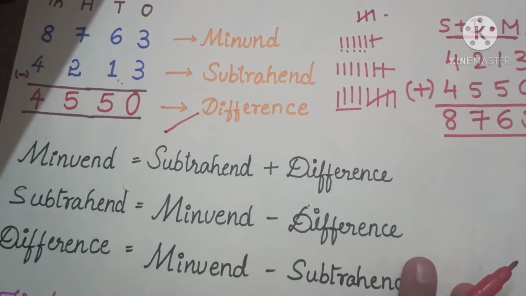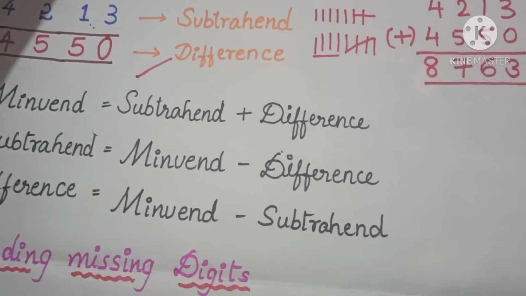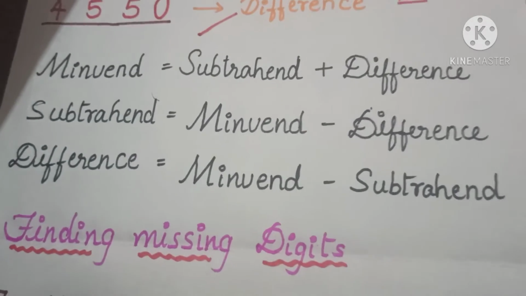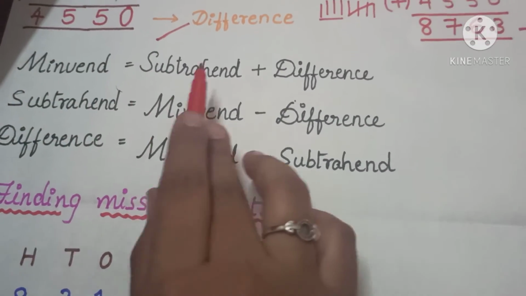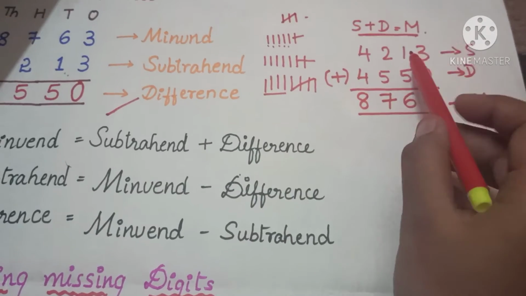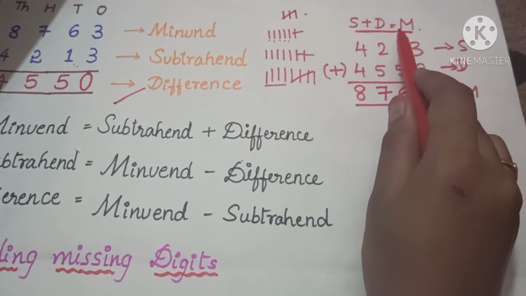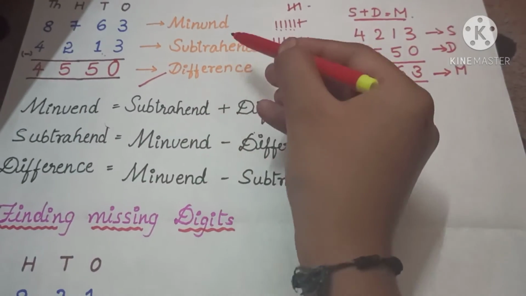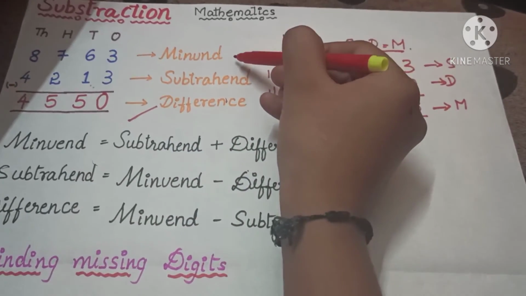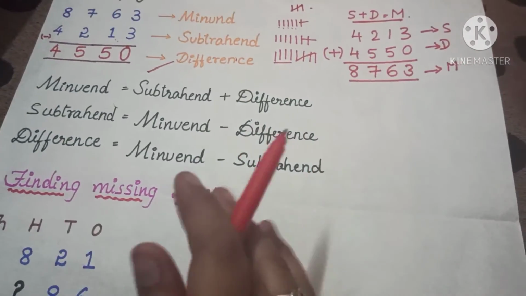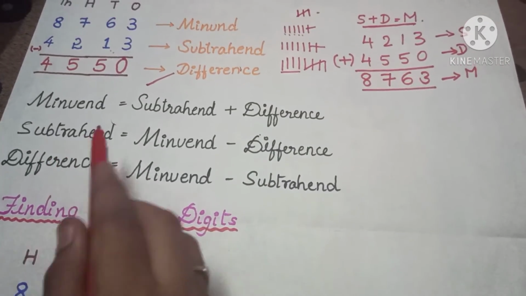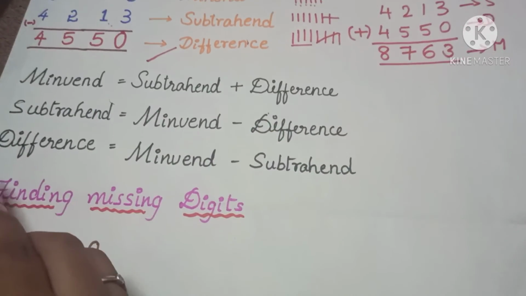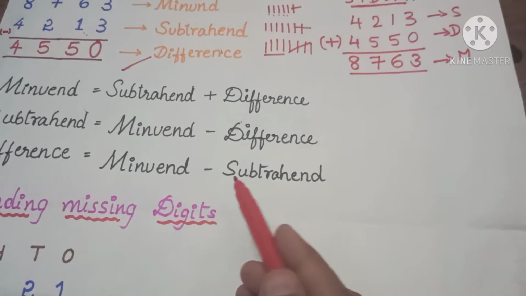Next, after knowing all these things, we shall have a glance over these formulas: minuend is equal to subtrahend plus difference. Whenever we add subtrahend and difference, we get the minuend. The next thing is, subtrahend is equal to minuend minus difference. Difference is equal to minuend minus subtrahend.